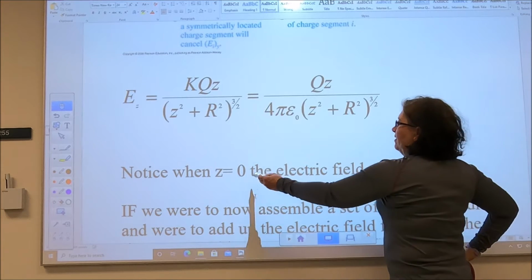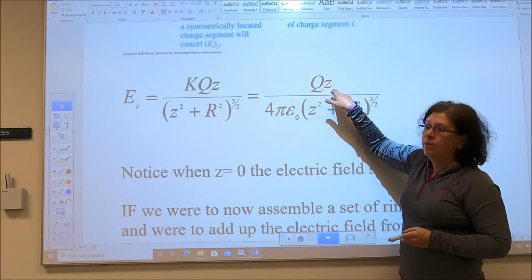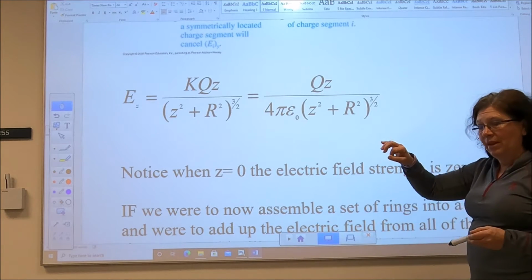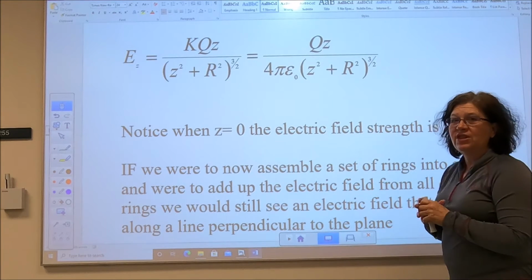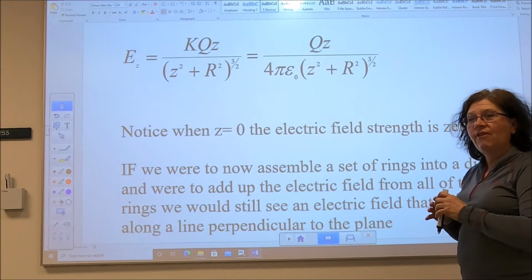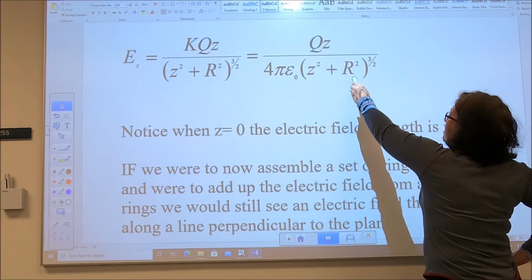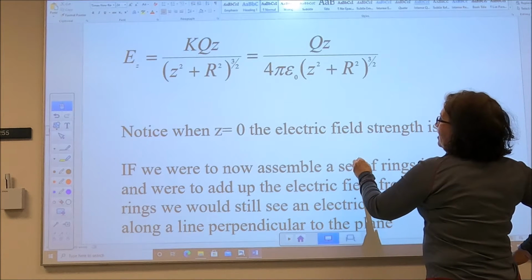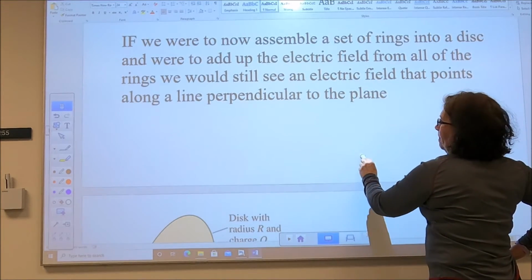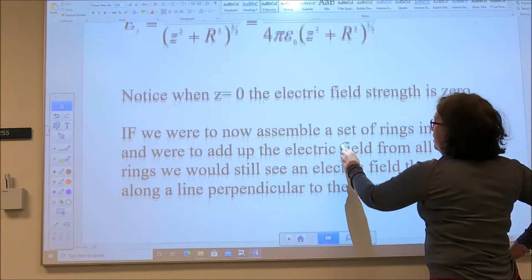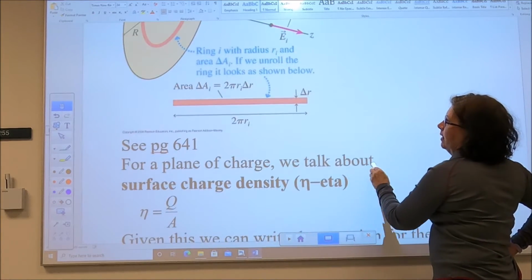Now, notice that when Z is 0, the strength of the electric field goes to 0, because we're essentially in the plane. And if R approaches infinity, as we have an infinite plane of charge, it's going to affect things. So think about R going to infinity. Well, that's for one ring. We add them all up into the disk.